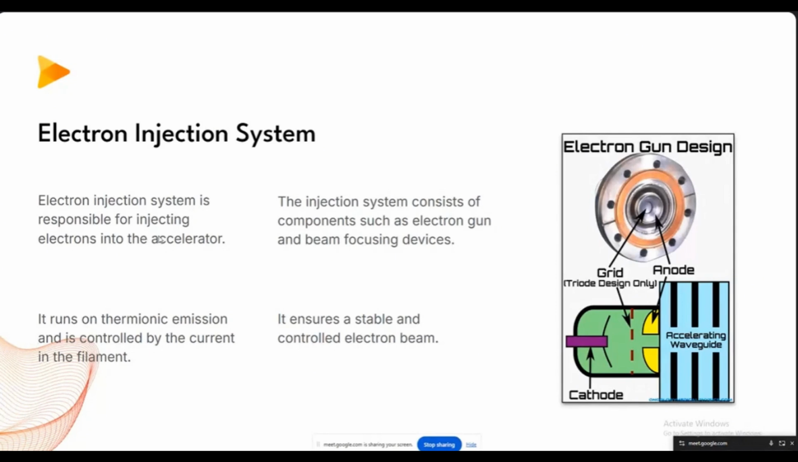Now the current of the filament is very important. When you have a high current, that means the filament will heat to a higher extent and you will have more electron clouds. So a slight change in the current in the filament changes your output of electrons to a greater extent. That is how it is tuned.